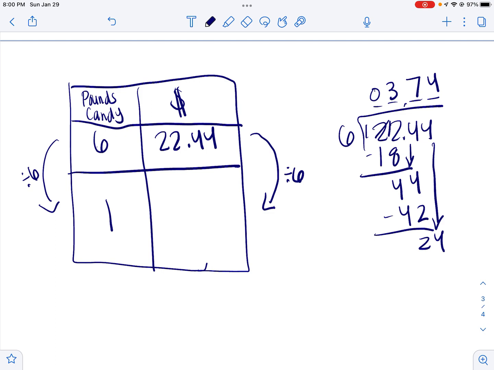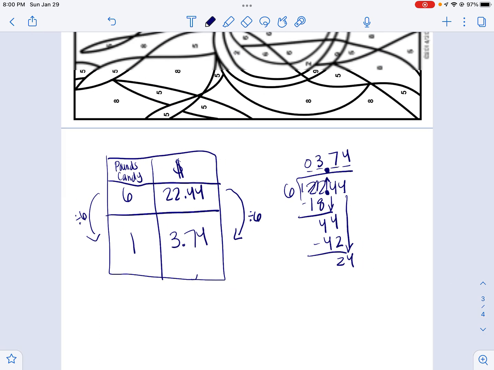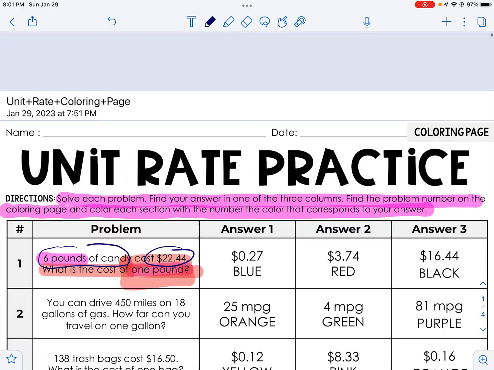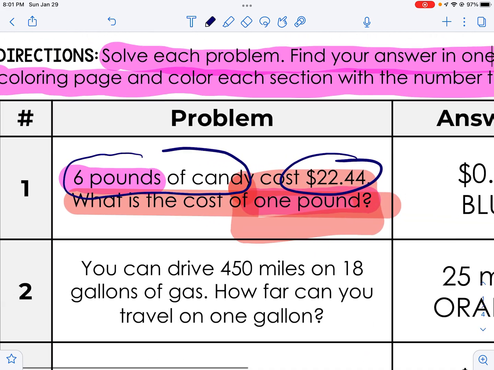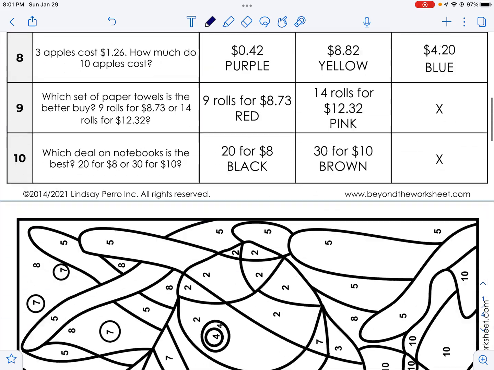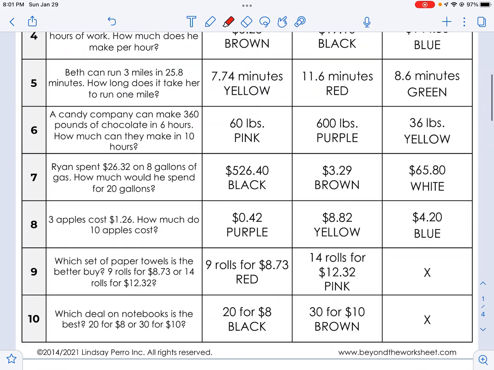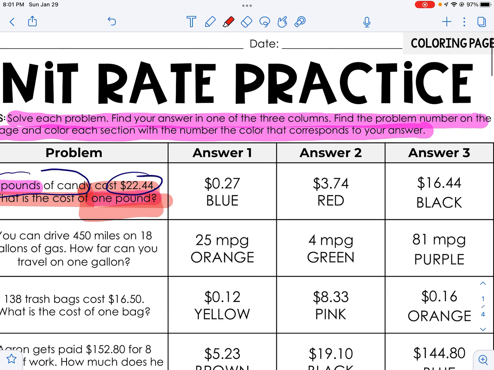Something important to remember, if there's a decimal here, you bring that same decimal straight up. Because the answer is not 374, it's 3.74. Okay, so now I'm going to put that in here. And I'm going to go back to my question to see what answer they're wanting from this table that we just did. So it says 6 pounds of candy cost $22.44. What is the cost of 1 pound? So I want to know, how much does 1 pound of candy cost? Here is my 1 pound, and it costs $3.74. And the way you know you did it right is if you can see the answer here.